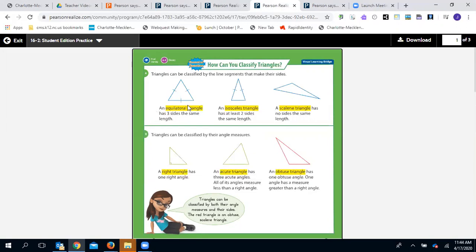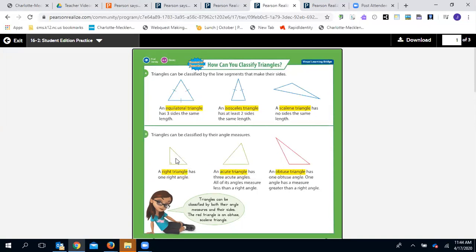You know, all triangles have 3 sides. So if all 3 sides are the same length, we call it equilateral. If you see a triangle with 2 equal sides, such as this one right here, we call that isosceles because it has at least 2 sides the same length. If you see a triangle such as this with no equal sides, we call it scalene. No sides the same length.